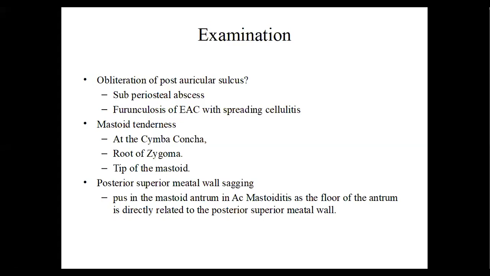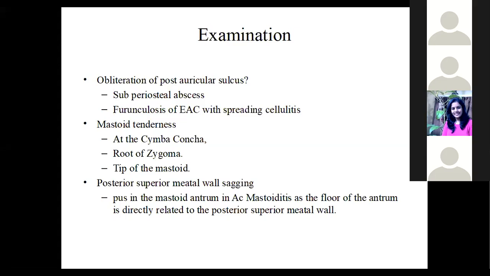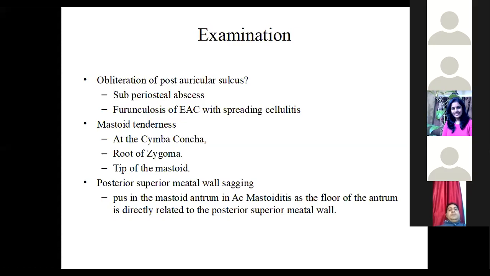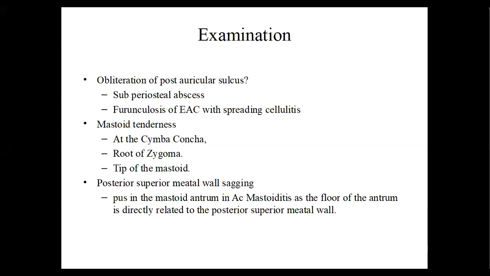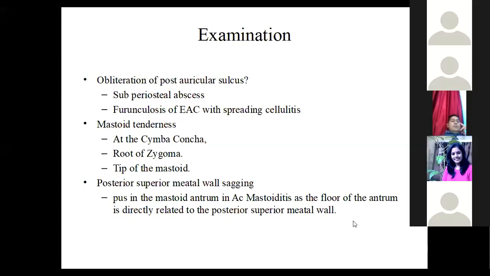Then after you inspect the preauricular region, pinna and postauricular region, you will go for eliciting the mastoid tenderness and tragal tenderness. So what about mastoid tenderness? There is a test called the 3-finger test we will be doing. That is one finger at the cymba concha, another at the root of zygoma, and the third at the tip of mastoid. So if the cymba concha is tender, that tells us that there is mastoiditis, so the patient will be having mastoid abscess. The root of zygoma tells that the zygomatic root cells are affected, and tip of mastoid, the tip cells are affected.